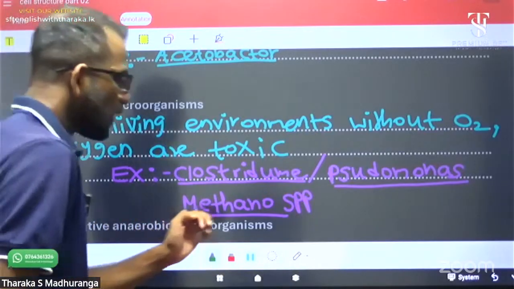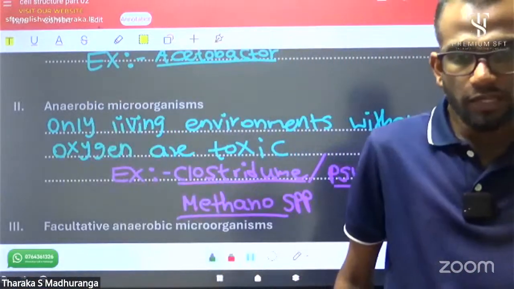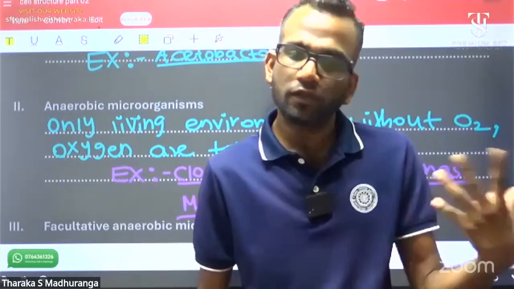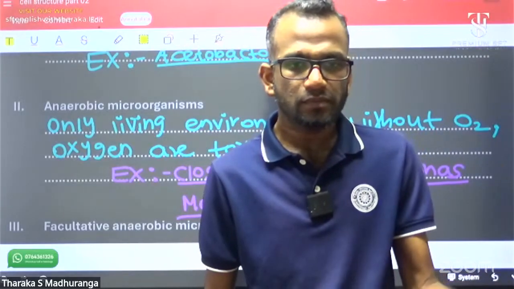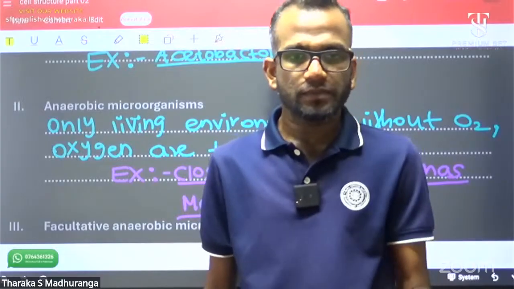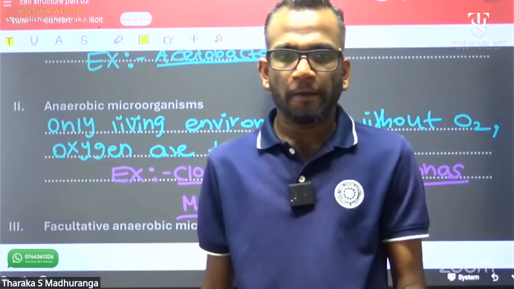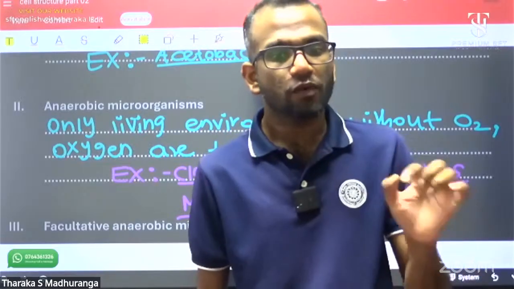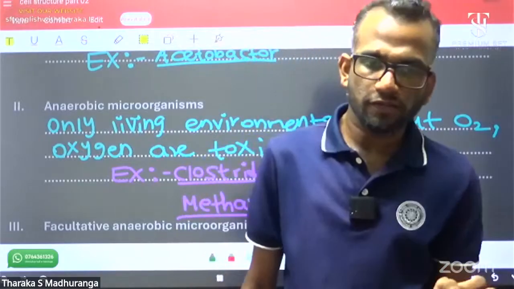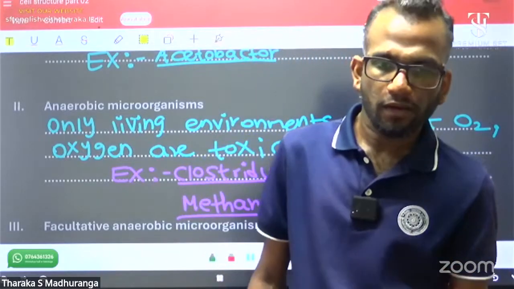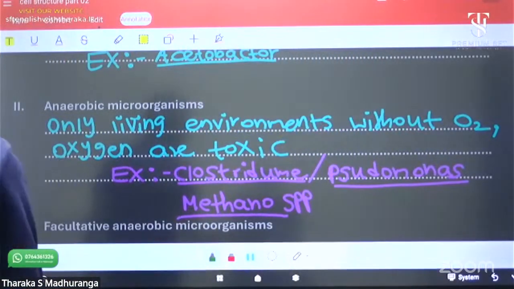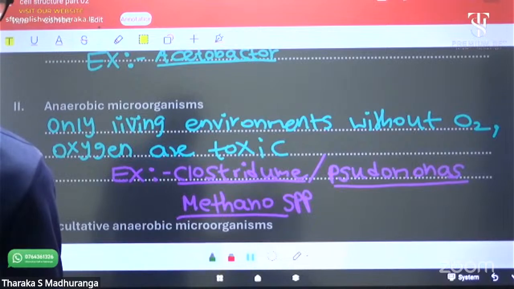Okay. Anaerobic microorganisms only live in environments without oxygen. Environments with oxygen are toxic to these microorganisms. Clear?